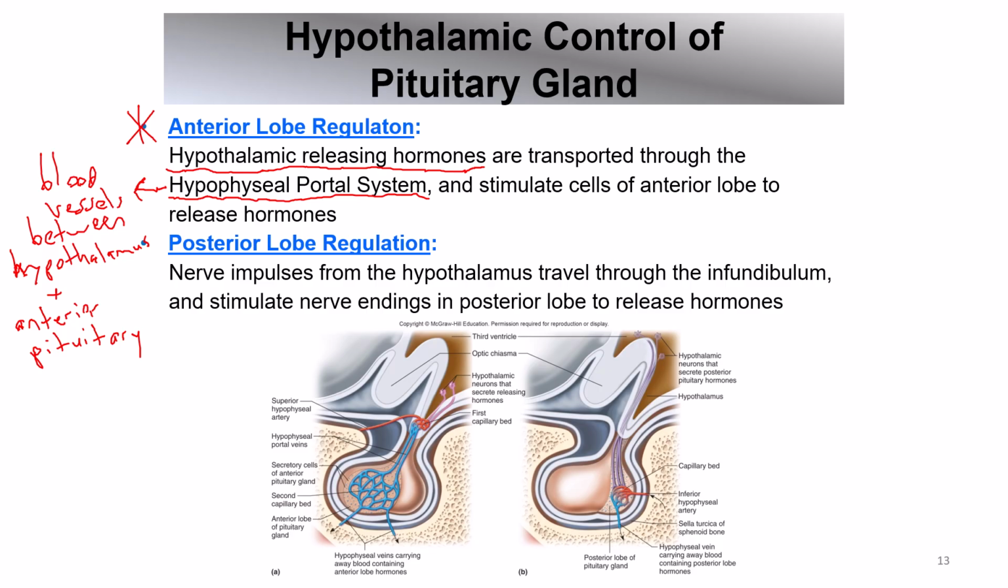Versus the posterior lobe. Posterior lobe regulation is done through nerve impulses instead. Here we have long neurons that extend from the hypothalamus to the posterior pituitary. The posterior pituitary does not make its own hormones, but really ends up being the destination for these neurons' axons through which the hormones get released. To explain this a little more, I'm going to make a drawing on the next slide.